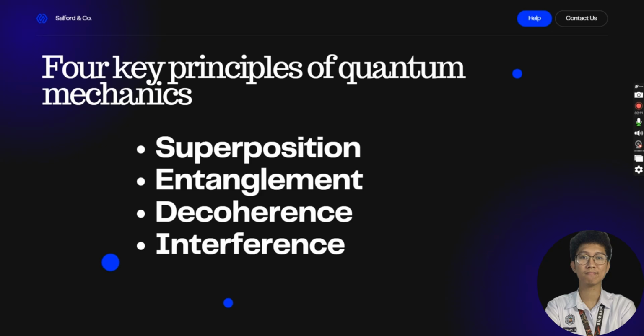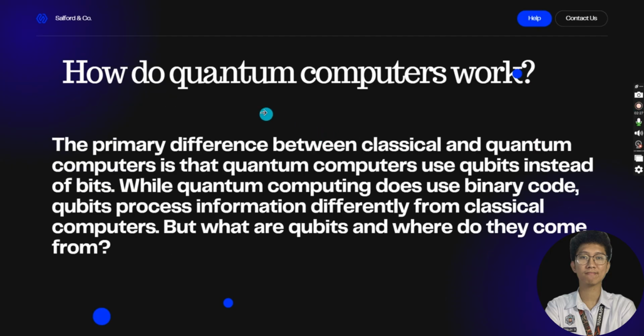And lastly, interference. Quantum states can overlap, and when they do, they can either reinforce each other or cancel out. So that's the simplified principle of quantum mechanics. So how do quantum computers work?